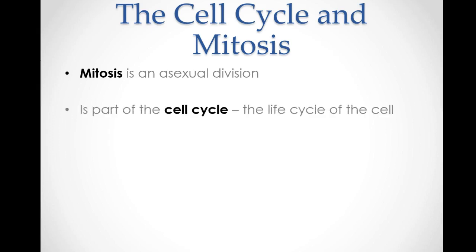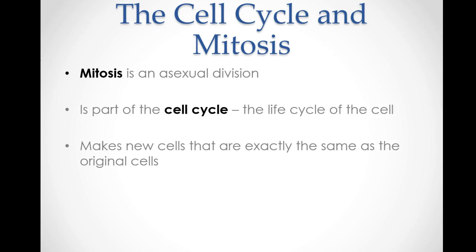Again, it's part of this overall cell cycle, which is the life cycle of the cell. And the whole goal of mitosis is to make an identical copy of the original cell. We want absolutely everything to be the same. Nothing should change, okay? Same genes, same organelles, same DNA, same everything. Everything has to be precisely the same.